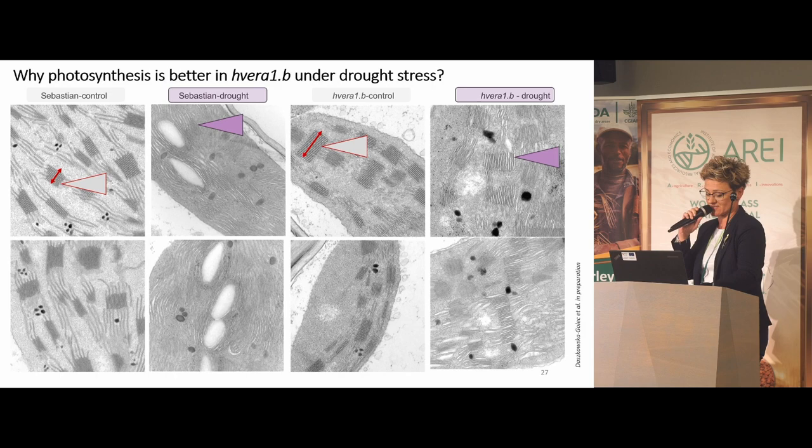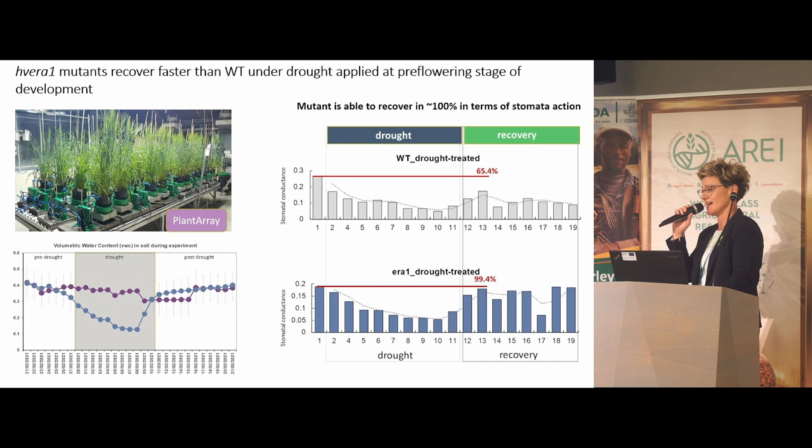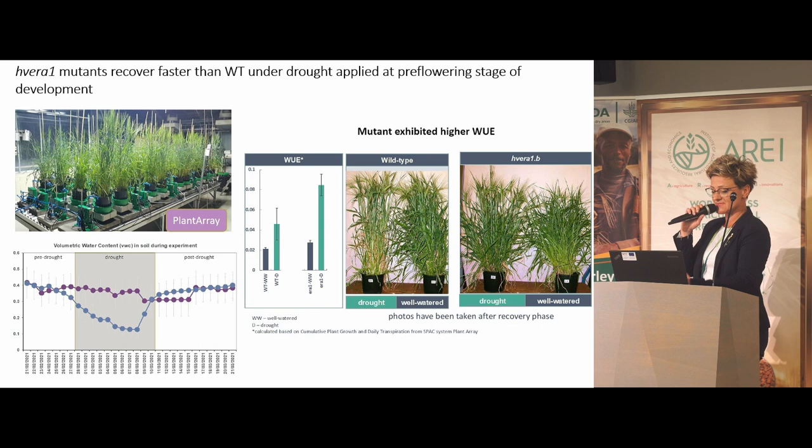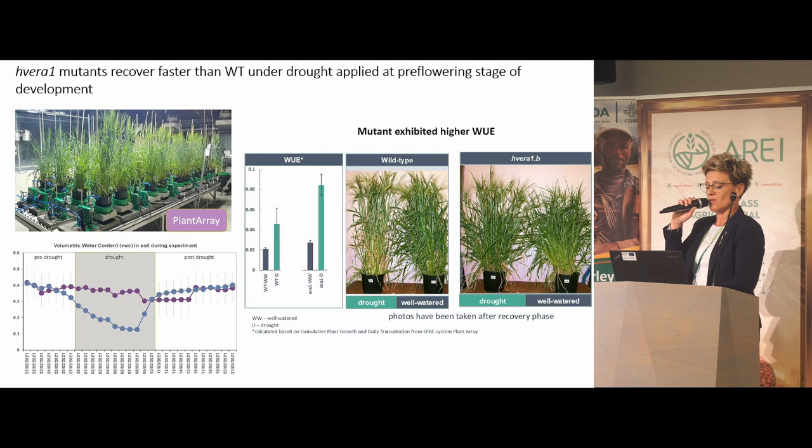So using the PlantArray system, we performed drought stress at the heading stage of development, and we noticed that the mutant was able to recover much faster than the wild type in terms of stomatal conductance when stressed with drought. And then it recovered almost 100%, when Sebastian, the parental line, at the same time was at the level of 60% of stomatal conductance. So after all experiments, we were also able to calculate water use efficiency, and the mutant had higher water use efficiency when compared to the wild type.